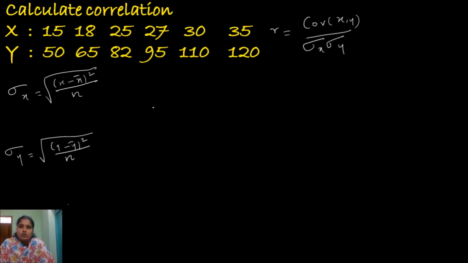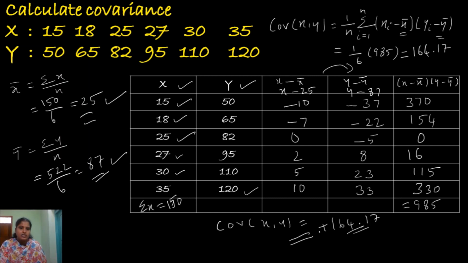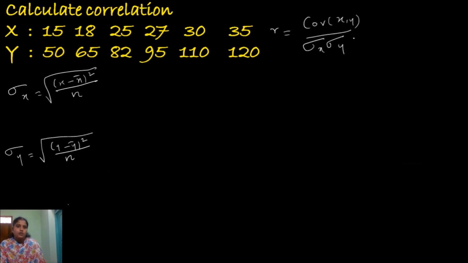Already we calculated the covariance, x bar and y bar, because we have discussed the same problem under covariance. I have to make use of those values here. Here the value of covariance is 164.17 and x bar is 25, y bar is 87. So we make use of the three values, that is covariance between x and y is 164.17 and x bar value is 25 and y bar is 87.